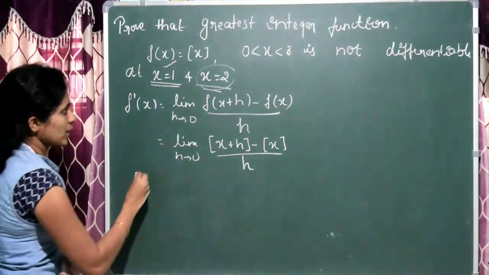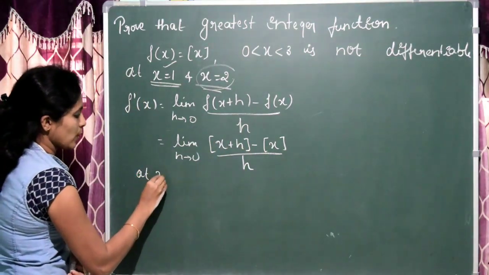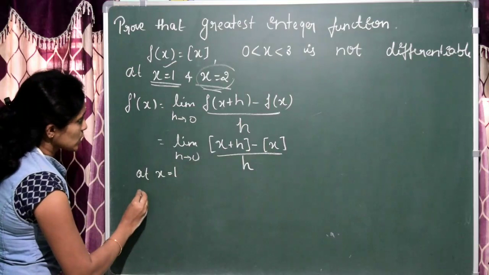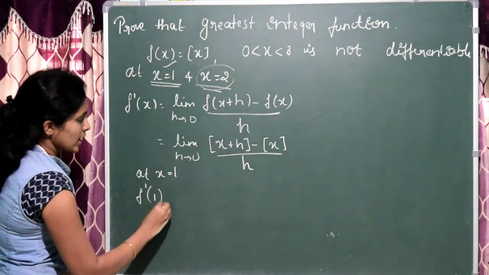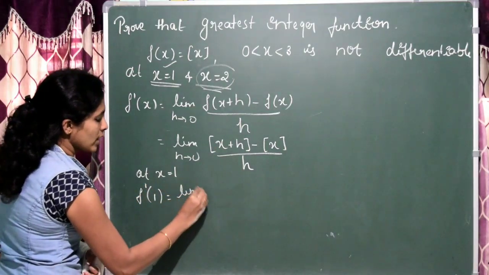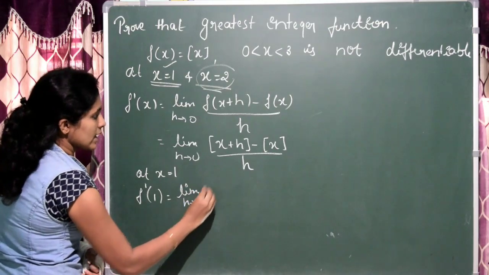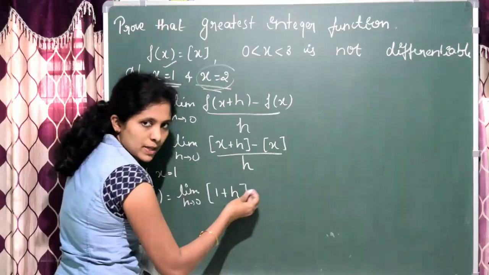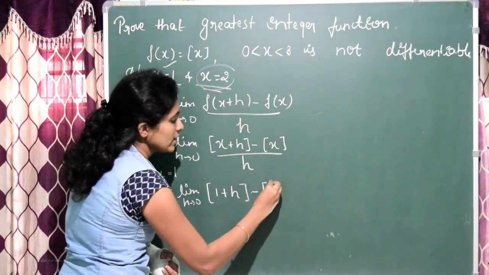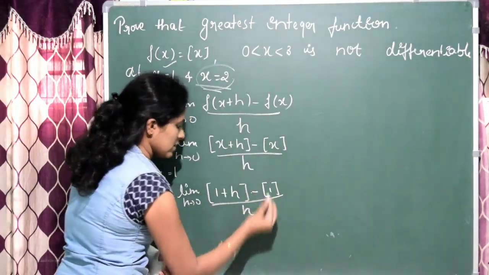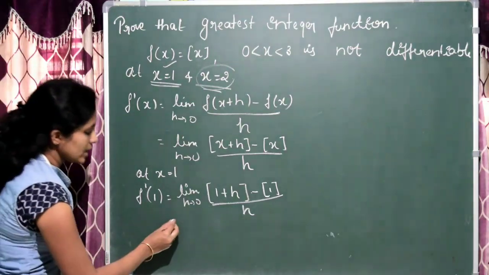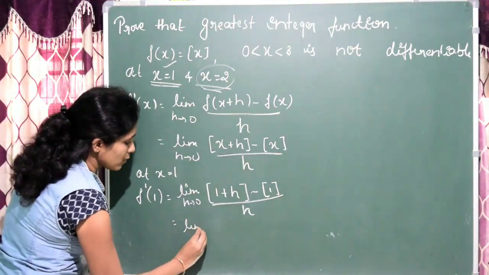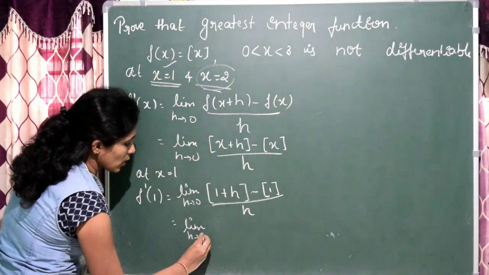Right? Now we are checking the point at x is equal to 1. So substitute x is equal to 1. So this will be now f dash of 1 is equal to limit of h is tending to 0, greatest integer of 1 plus h minus greatest integer of 1 divided by h. Now we will check the left hand limit as well as right hand limit. So this is equal to limit of h is tending to 0 minus.